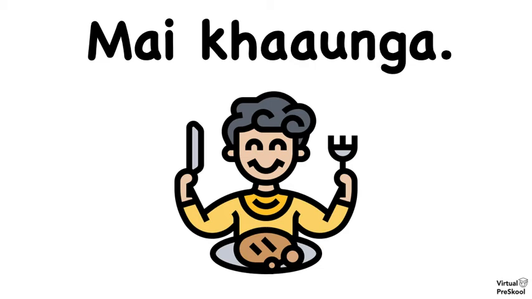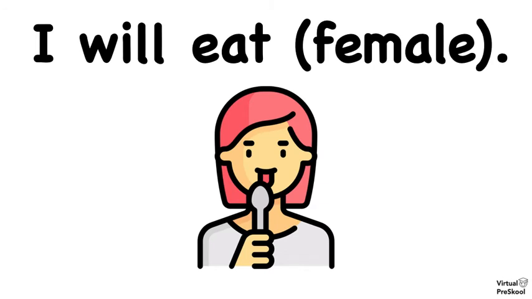We have kha, and see how the na part fell away? Kha, na, and the na part fell away. We still have kha, and then we added that ending of unga. Khaaunga. Main khaaunga. So we just did the male I will eat.